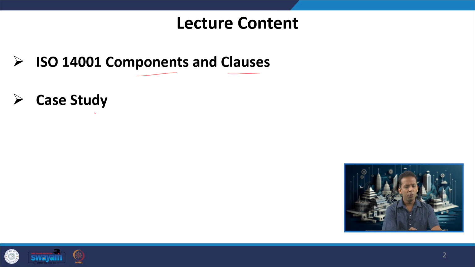So, today's lecture will cover ISO 14001 components and clauses, followed by a case study on Tata Steel. We will look at what was the initial status of this company before they applied for the ISO 14001 standard, how they approached applying for this particular standard, and once they applied and got certification, what was the impact on the company's status.